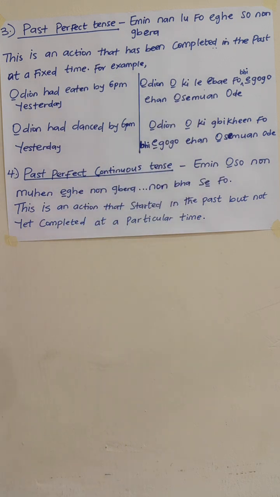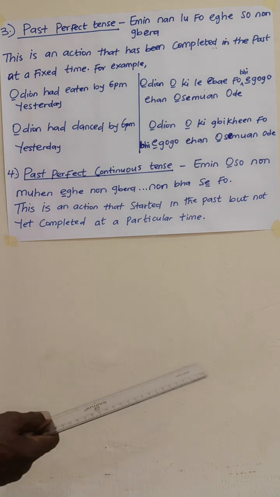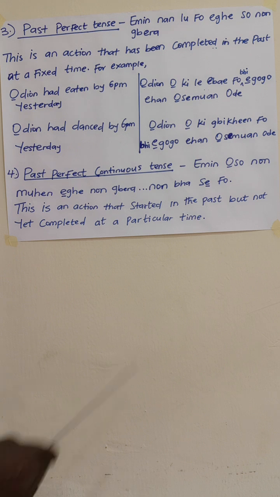That is past perfect tense. Then, again, we have past perfect continuous tense. This is an action that happens at a fixed time in the past, but has not stopped. It's still continuing as at that time. So the time of the stoppage is not known.